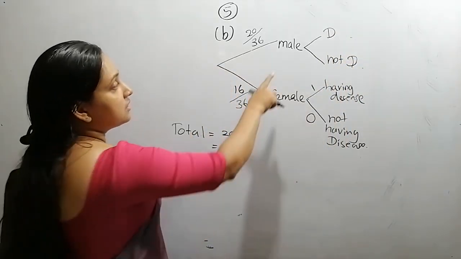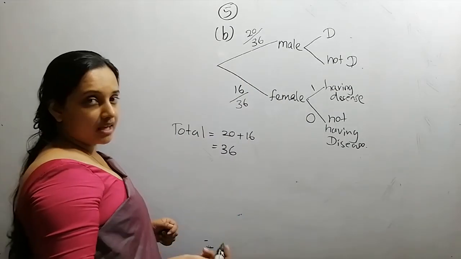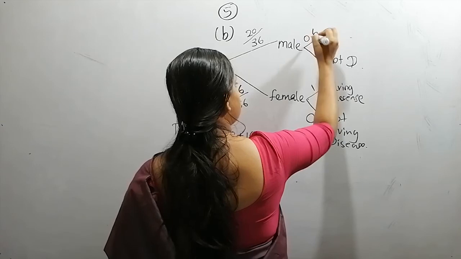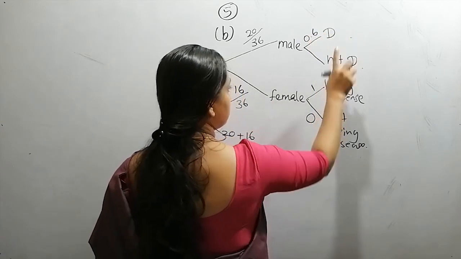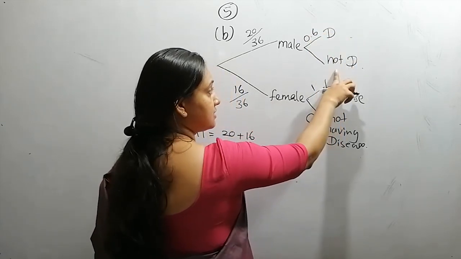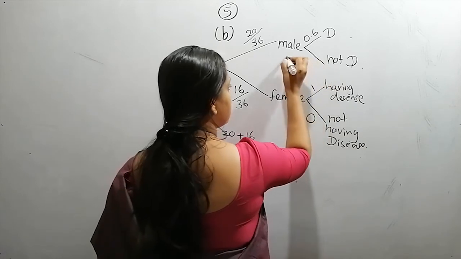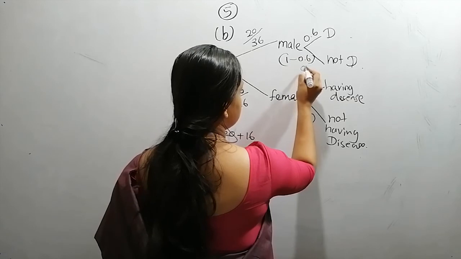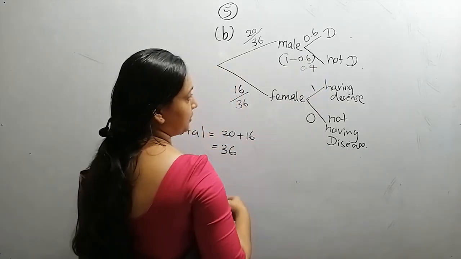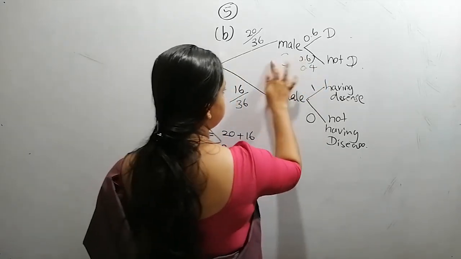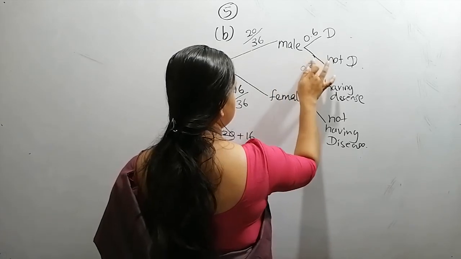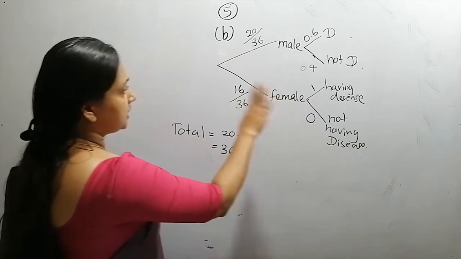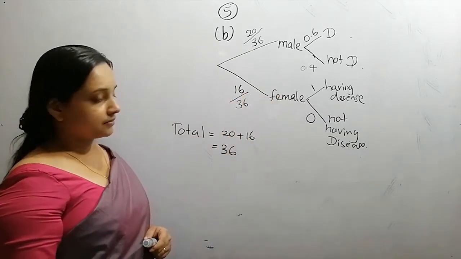Out of males, the probability of having the disease was 0.6. It is 0.6 having the disease. Then what is the probability of not having the disease? It is 1 minus 0.6. 1 minus 0.6 means 0.4. You can just write 0.4 here. And this is the complete tree diagram.